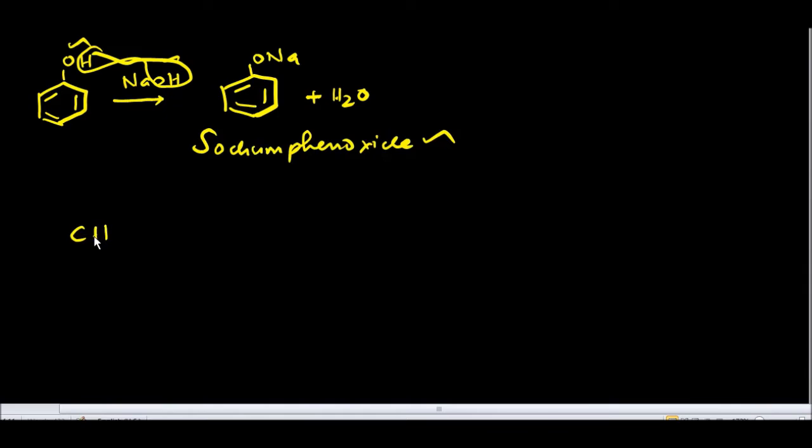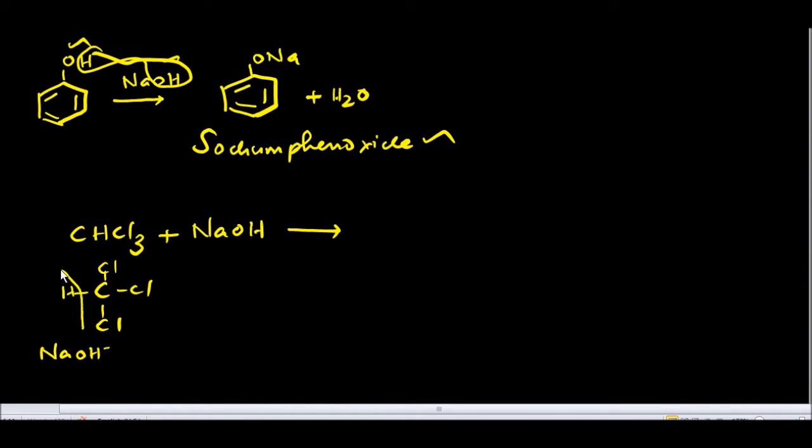What about the other reagent, chloroform, CHCl3? On reaction with sodium hydroxide, what is going to happen? In chloroform the carbon is bonded with three chlorine atoms and one hydrogen. All these chlorine atoms are more electronegative, and this hydrogen is acidic hydrogen. So the acidic hydrogen can be abstracted by the OH present in the base, so that we can have CCl3 minus plus H2O as well as Na plus.